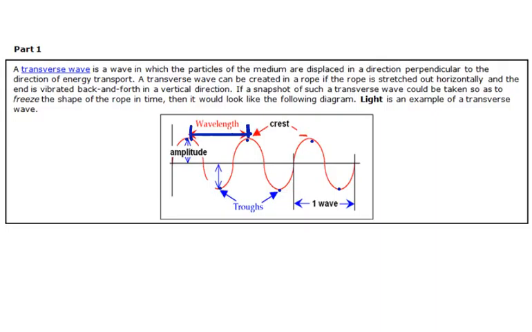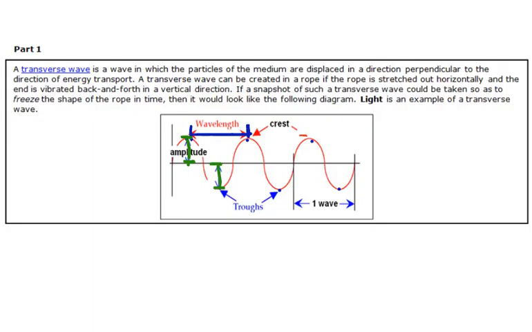Amplitude is the distance, it's the displacement from the original position. So amplitude is the distance from a crest to the midpoint. It can also be from the trough to the midpoint. These will be the same.